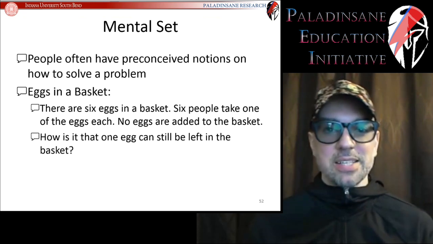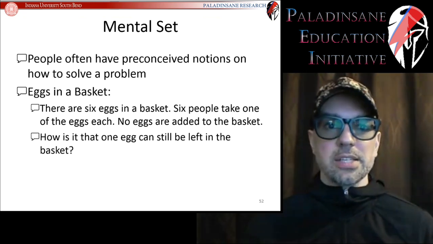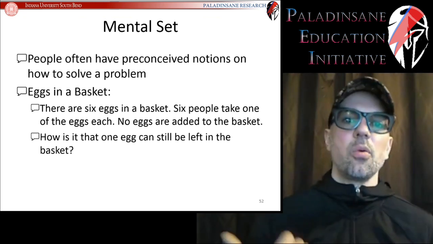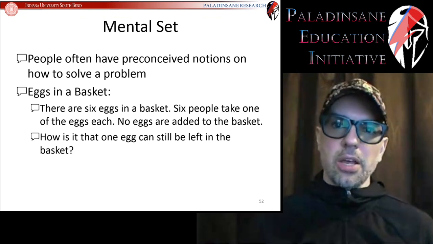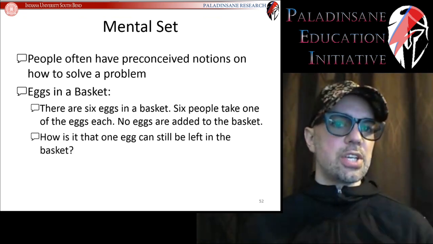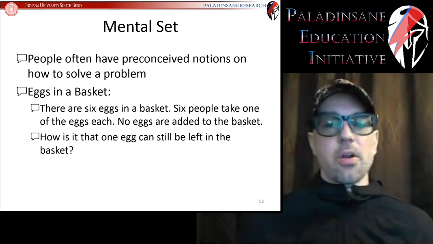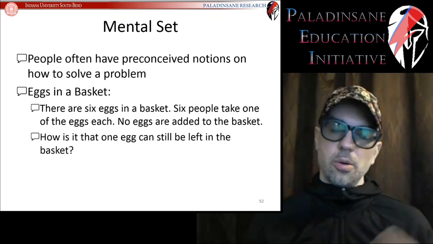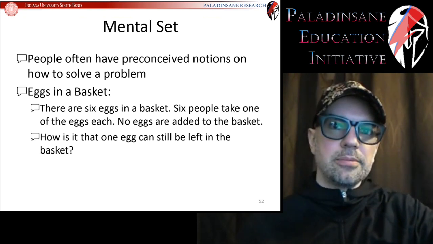So 6 eggs in a basket. 6 people take one of the eggs each. No eggs are added to the basket. And yet somehow at the end, 1 egg is still left in the basket. So pause the video, try to solve this, struggle through it so that you can appreciate if you might be applying a mental set later on when we go through the solution. All right, so pause the video and we'll start it up again when you get back.